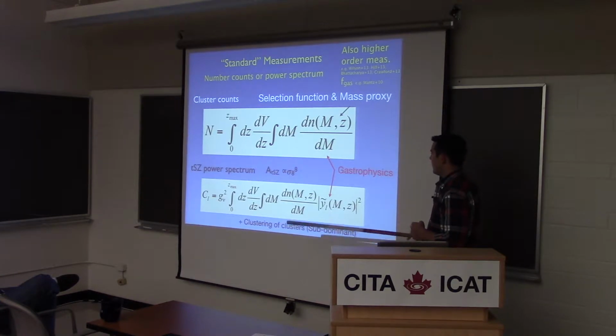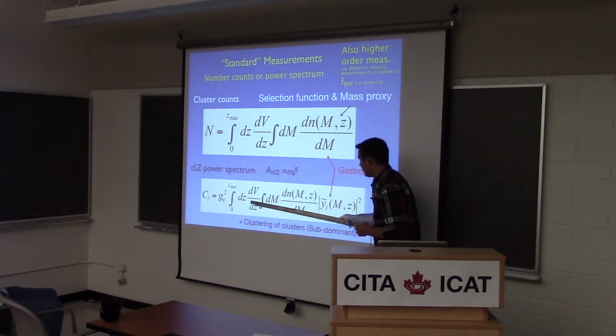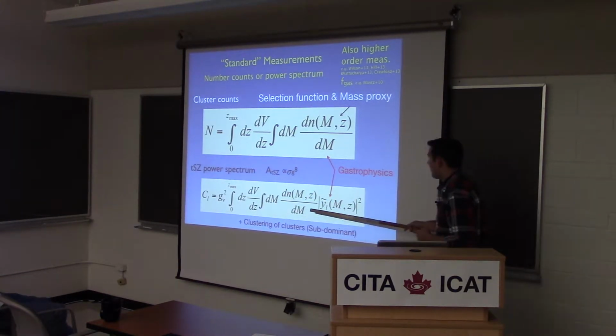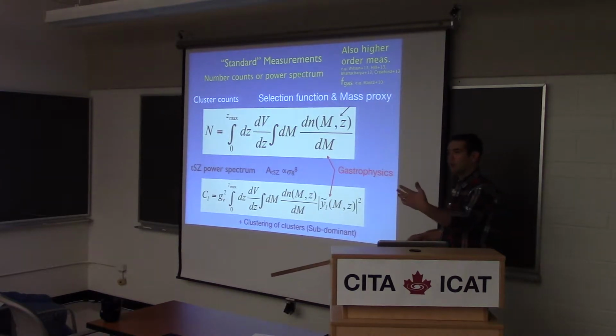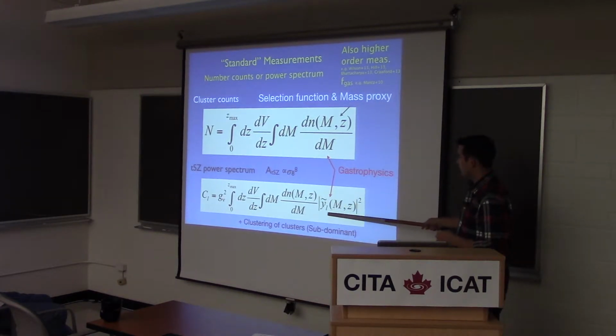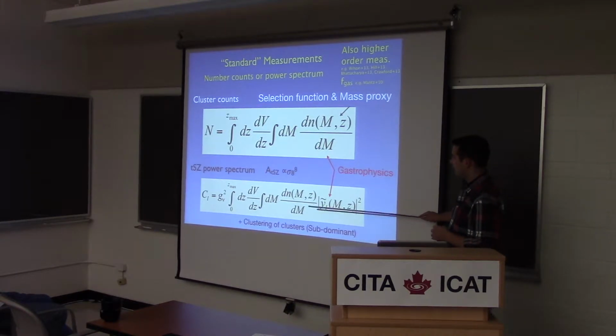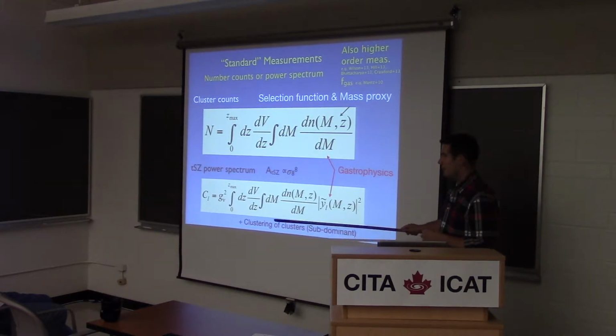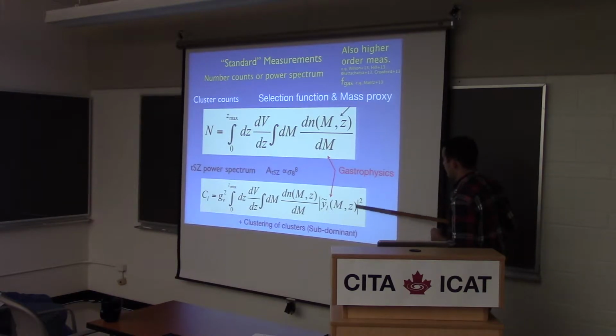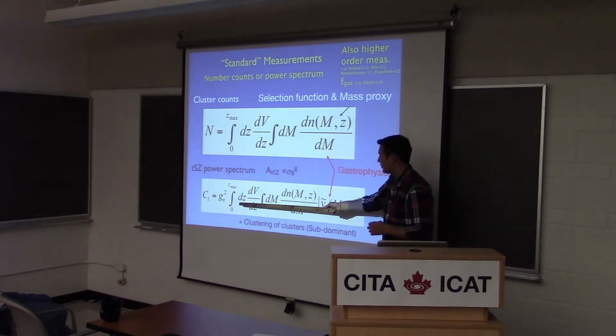In terms of the tSZ power spectrum, again, you have your volume element, you have your mass function. But you aren't really worried about the proxy. You're worried about what these objects look like on the sky. So this is your pressure profile, the Fourier transform of your pressure profile squared. So this is where your astrophysics come in if you're to use the tSZ auto power spectrum.